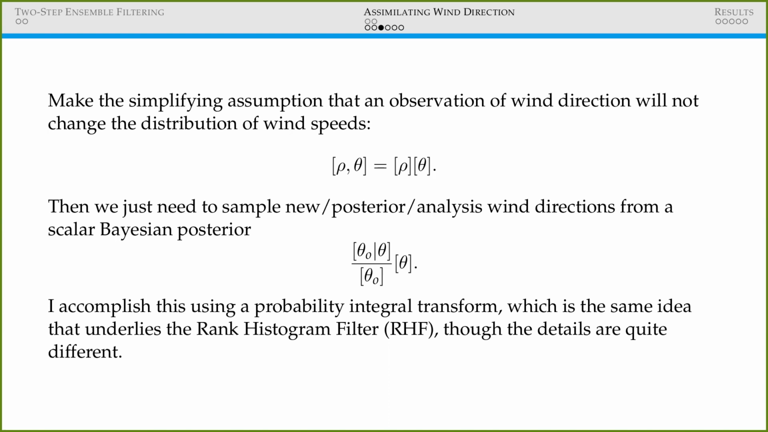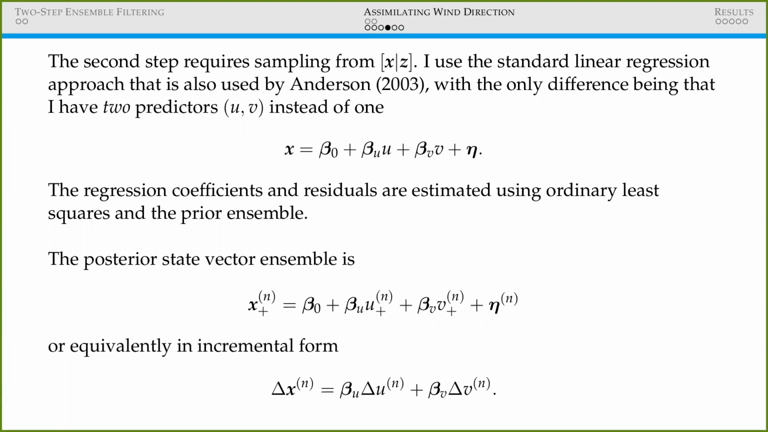The second step is to update all of the state variables based on the new wind vectors. And I do that in exactly the same way that Jeff Anderson did with simple linear regression. There's one small difference, which is that in Jeff's paper, you have a scalar predictor variable. Z is just a scalar. So you have one predictor variable and a vector response. I have two predictor variables, U and V, both components of horizontal wind, but everything else is the same. So I won't dwell on it. So that's my two-step method.